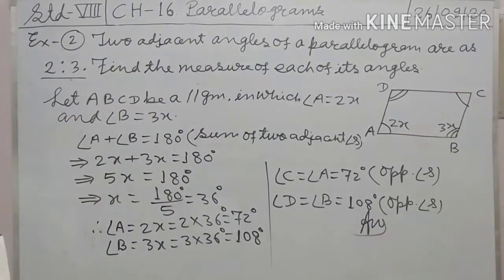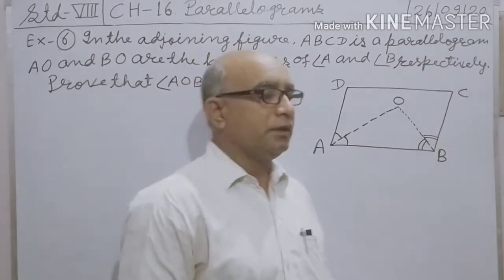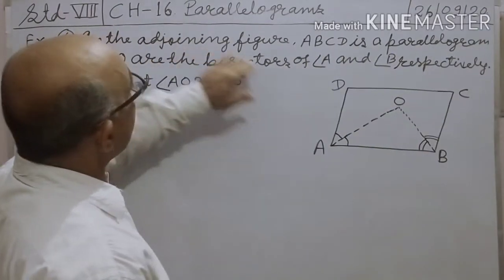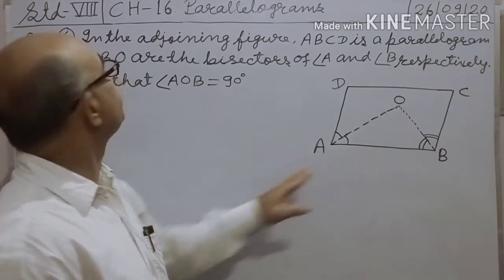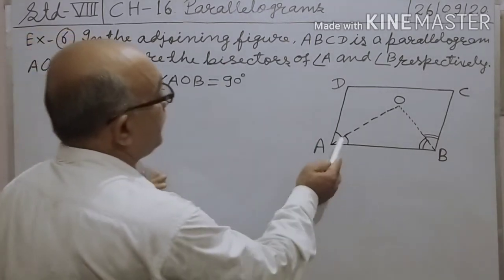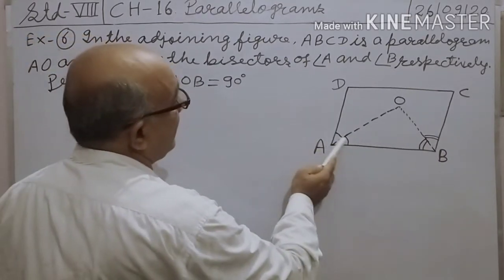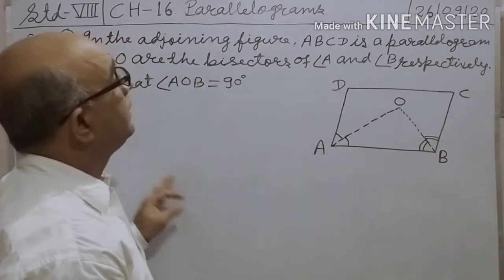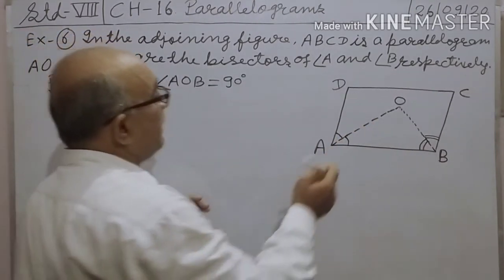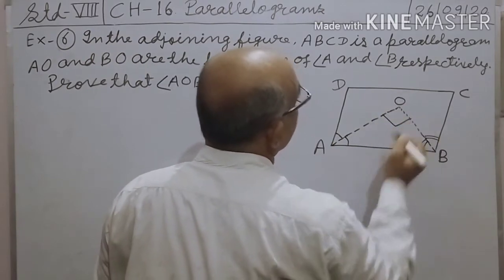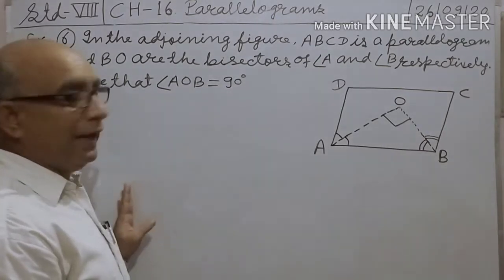Understand and write it. Students, next question is example 6. In this question, in the adjoining figure, ABCD is a parallelogram. AO and BO are the bisectors of angle A and angle B respectively. Prove that angle AOB is a right angle, angle AOB equal to 90 degree.